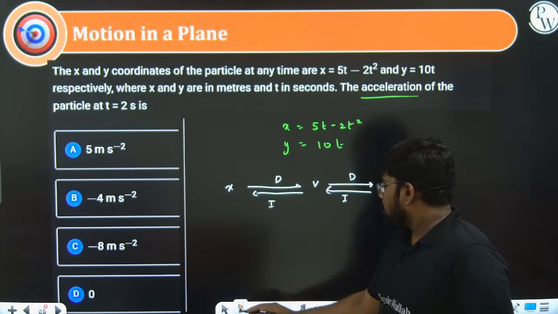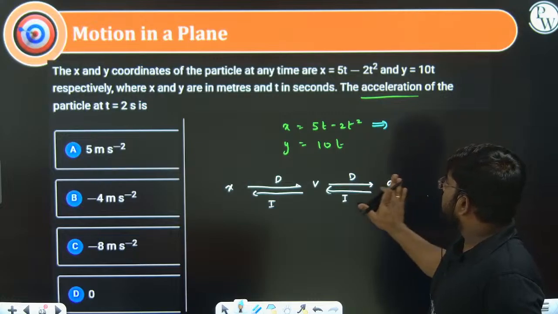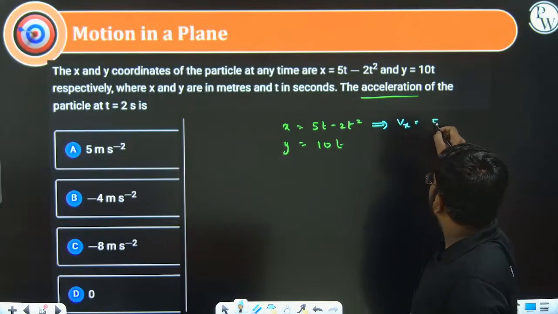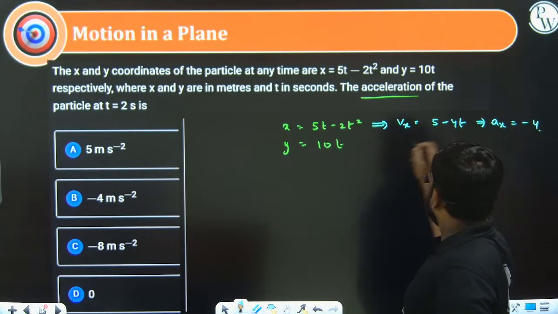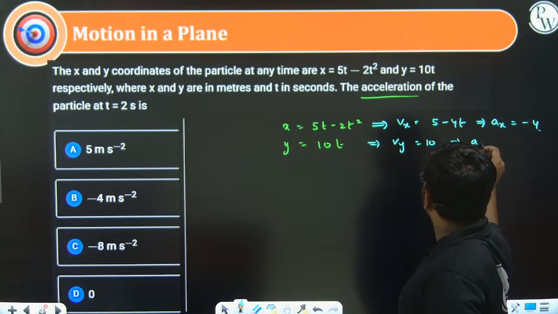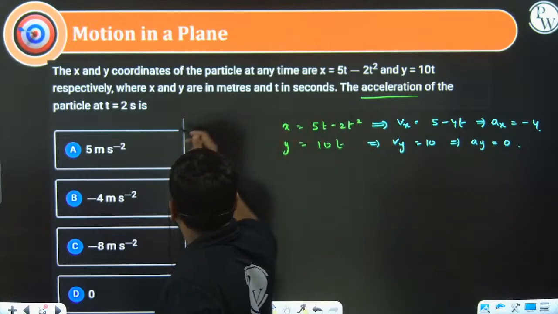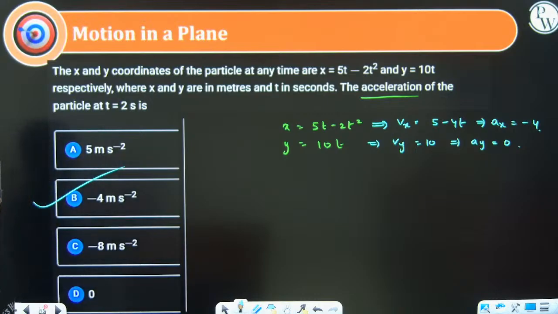So if you have done enough practice, first if you differentiate, Vx will be coming out to be pi minus 4t. Then Ax is minus 4. If you differentiate, Vy is 10, then Ay is 0. So what is the acceleration we are getting? Again we got a constant acceleration, so the answer will be minus 4 meter per second square.